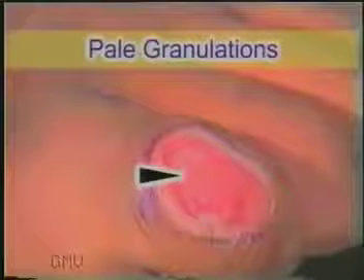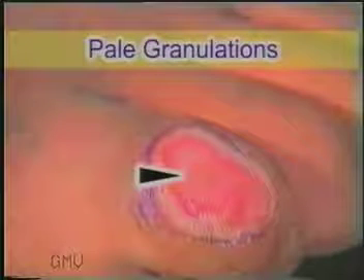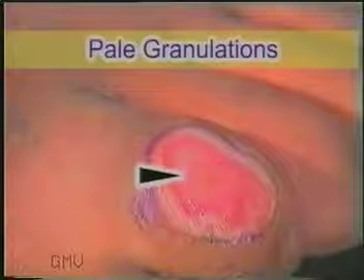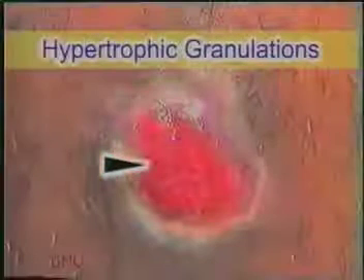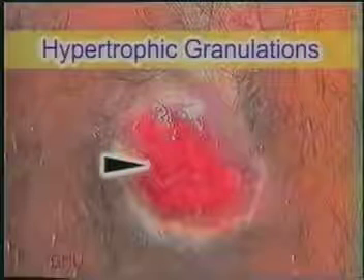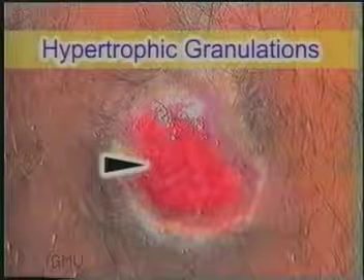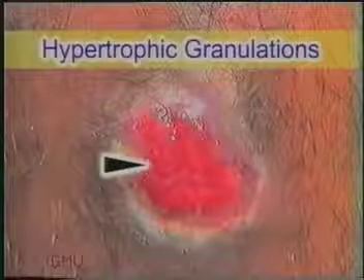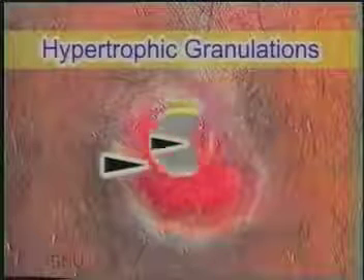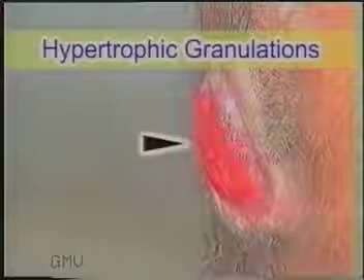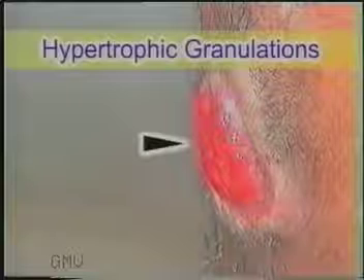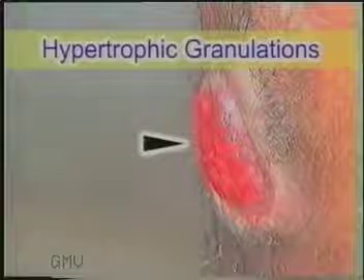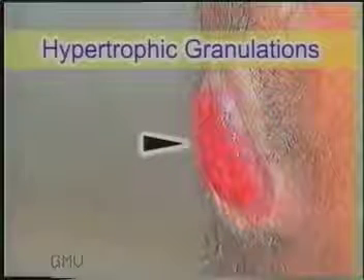A chronic non-healing ulcer shows pale, flat granulation tissue which does not bleed easily on touch. A larger sized ulcer where epithelialization is not completed in time shows hypertrophic granulation tissue. Note these exuberant granulations rising above the surface of the skin. This is also termed as proud flesh and is accompanied by excessive serosanguinous or purulent discharge.